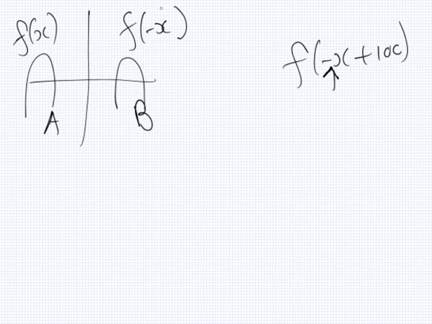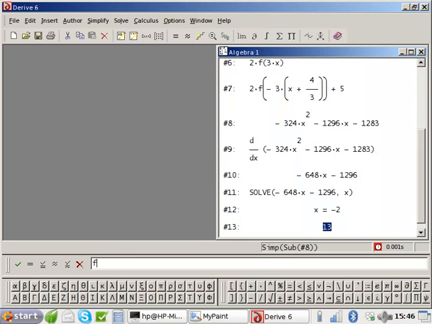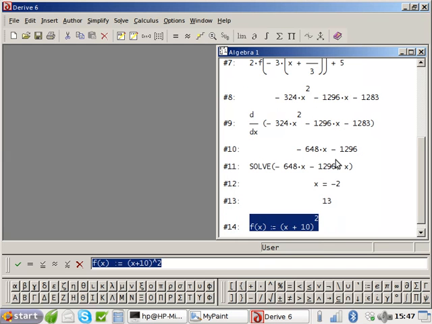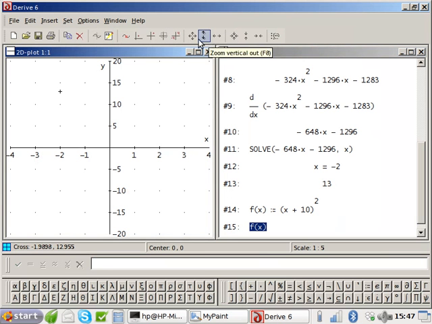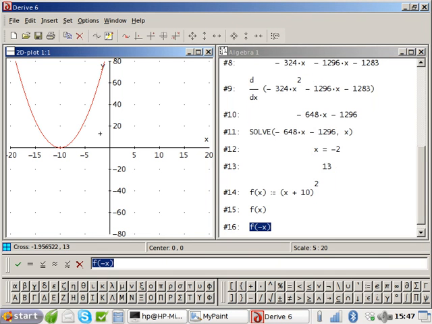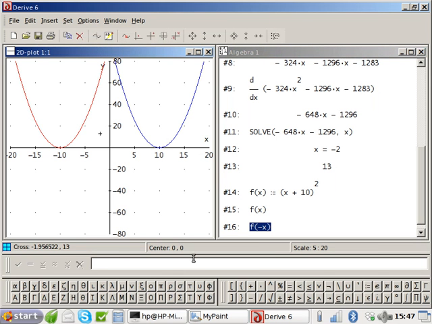Let's see. So, let's make a simple graph. Let's say something like f(x) equals, I don't know, (x plus 10) squared. Right, so let's graph that, f(x). So there it is on the left. And we're all happy that f(-x) will jump to the right. So then f(-x) plus 20, should that be on the left or should that be on the right?